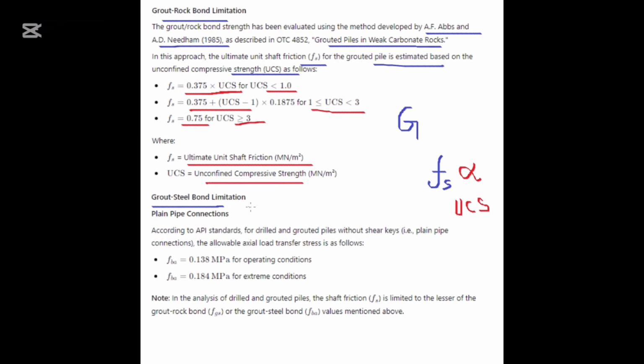We can see the grout steel bond according to the plain pipe connections and grout shear key connections. In the plain pipe connections, according to API standards, we consider the drilled and grouted piles without shear keys. For plain pipe, the allowable axial load transfer is 0.138, and 0.184 for extreme conditions. So in this case, for drilled and grouted piles, Fs is limited to the lesser of FGS and FBA as mentioned above.